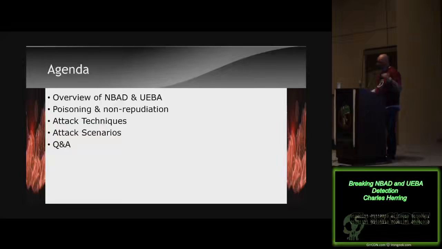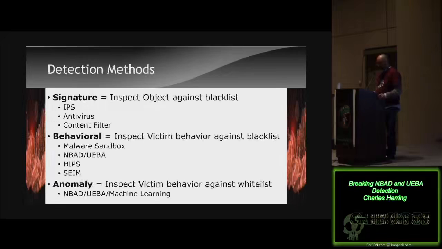So real quick, we're going to go over some basics, define some terms. What is NBAD? What is UBA? Then we're going to roll right into how to poison the data, why we want to poison the data, and the actual techniques for doing that. Then we can go into Q&A.